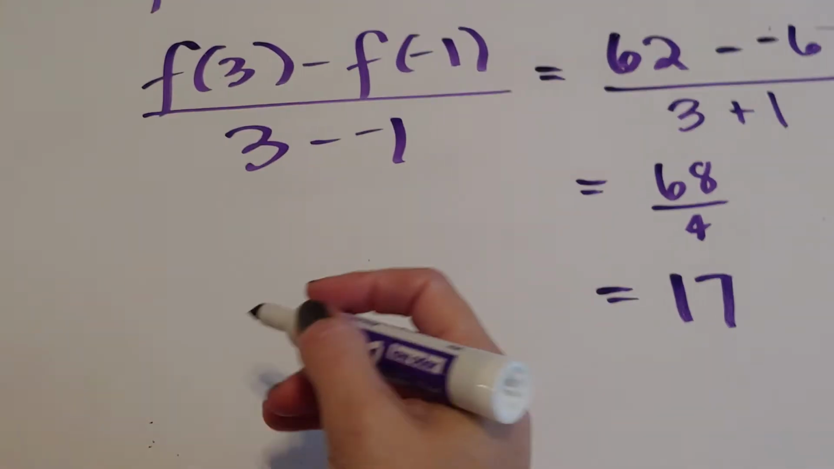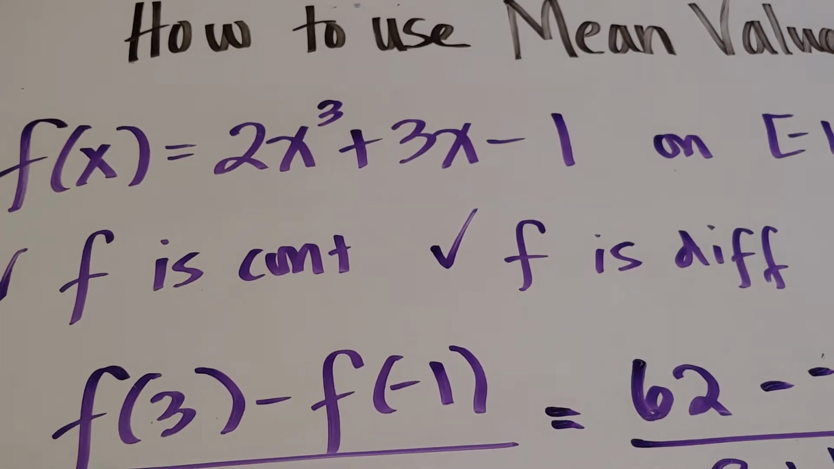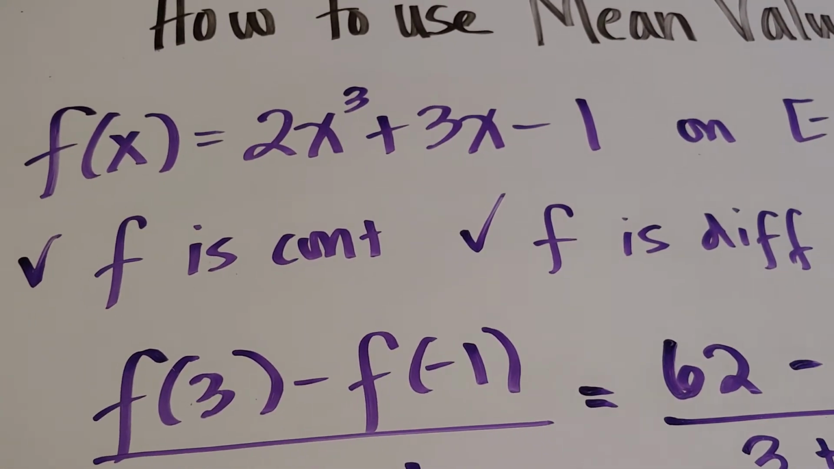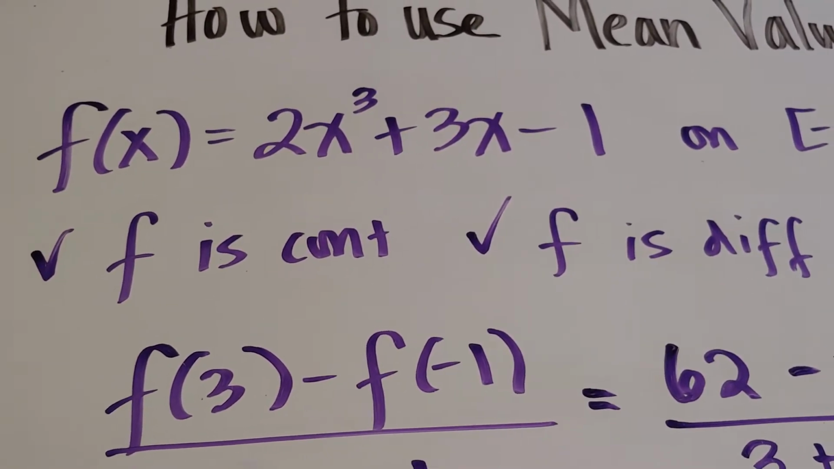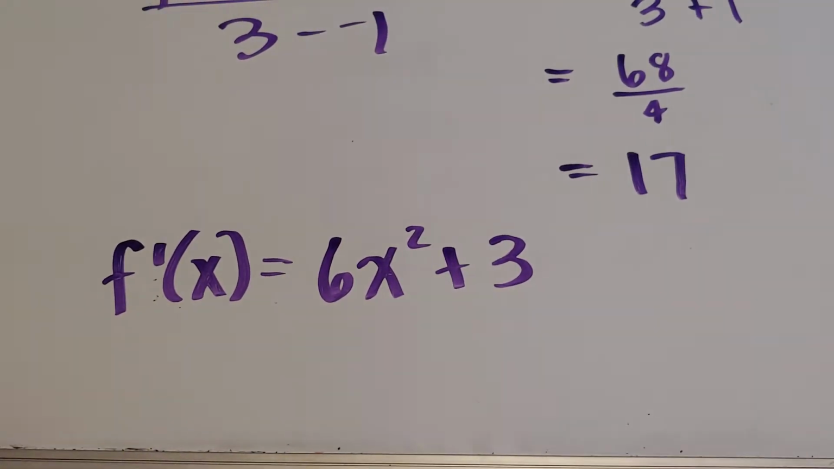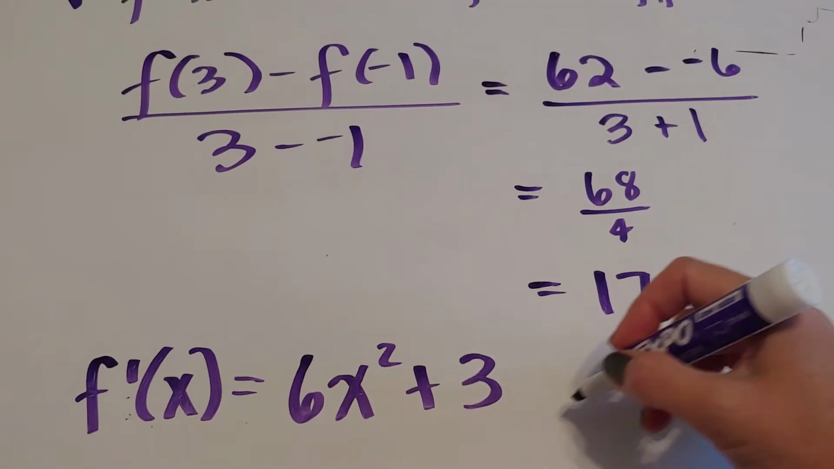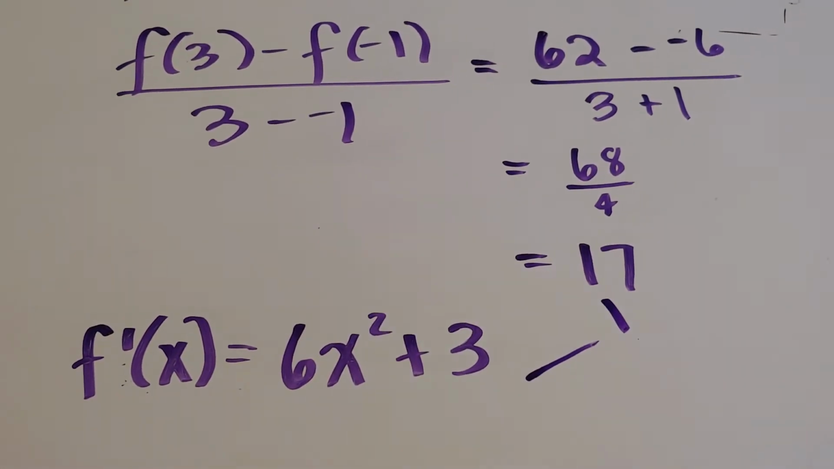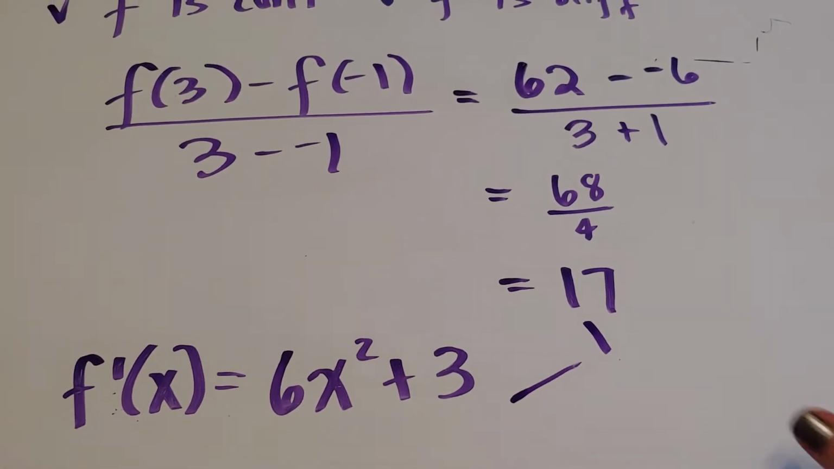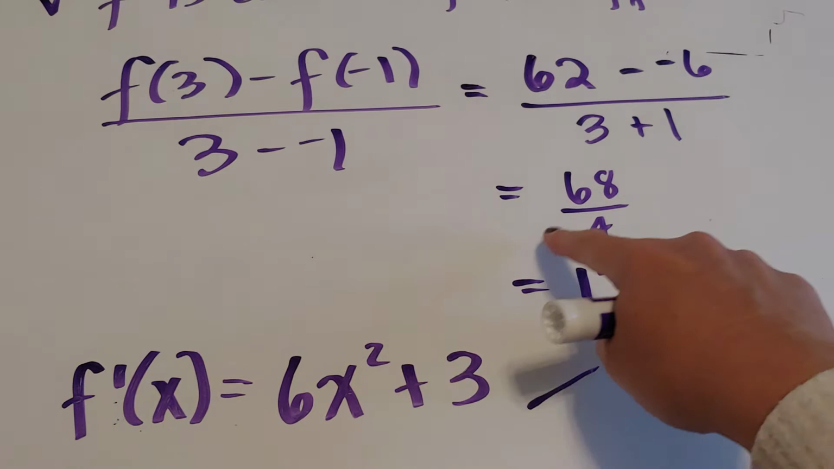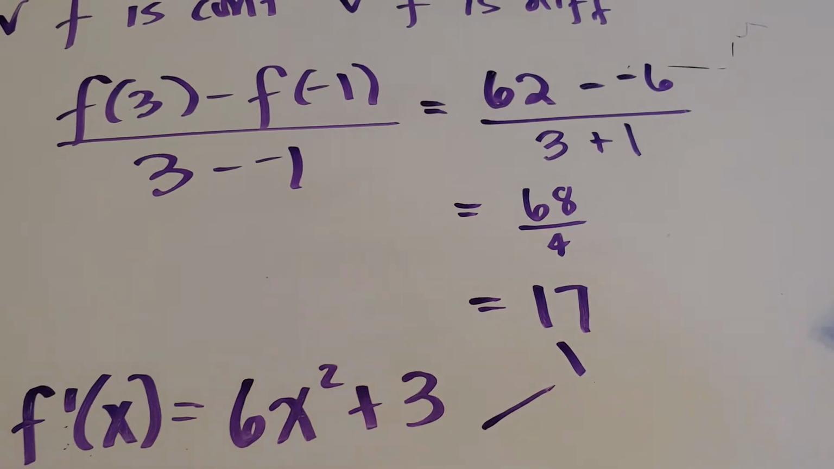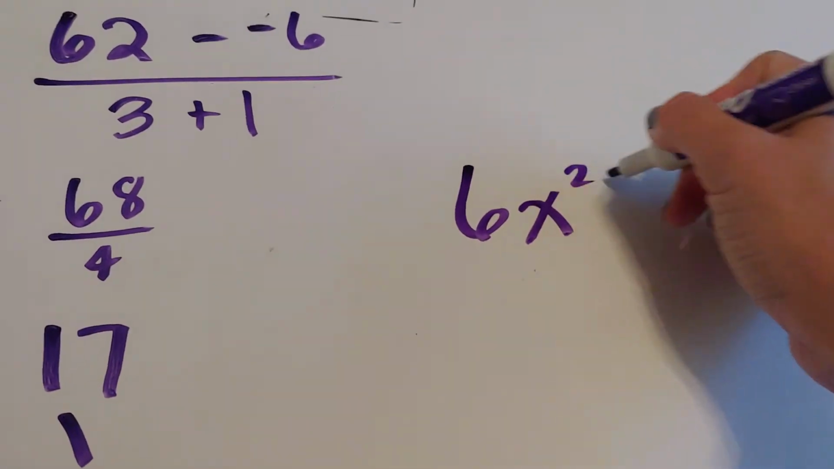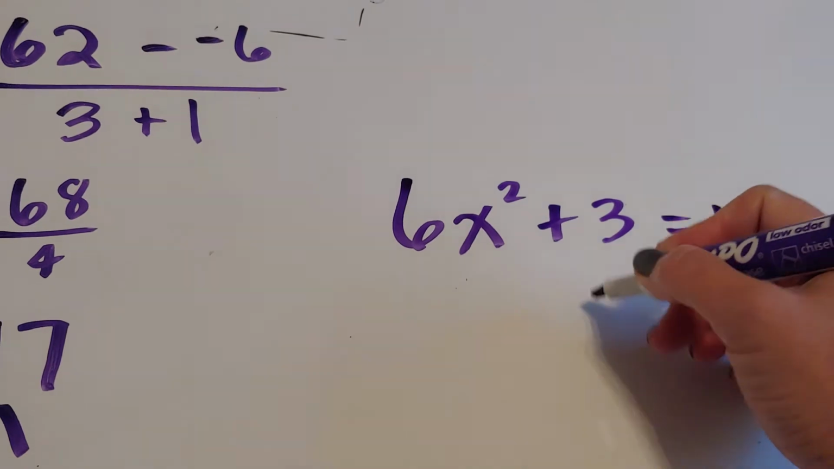We also need f prime of x. Let's go back up to the original function. F prime of x would be, using the power rule, 6x squared plus 3. Is that sounding good to you guys? I think so. Now we're going to set these two equal to each other. That's what the mean value theorem says: there's some spot where the derivative equals the slope of the endpoints. So if I set these equal to each other, I get 6x squared plus 3 equals 17.